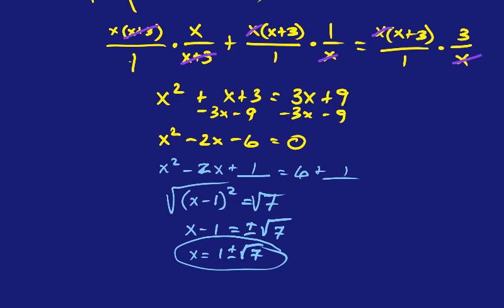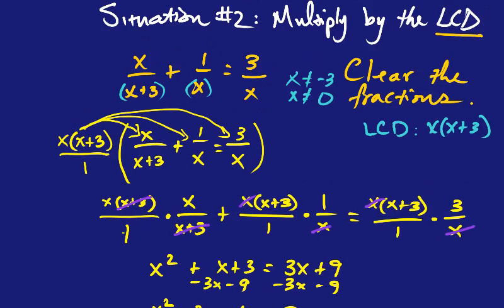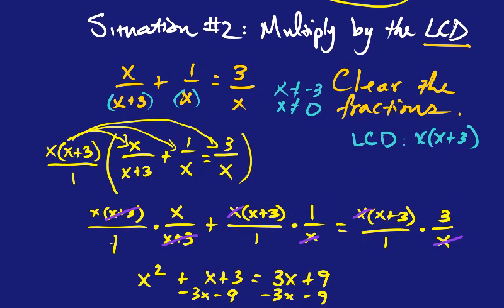There's our answer. So when you look at it, multiplying by the least common denominator will get rid of all the fractions, and so you can have just an equation without fractions that you can solve.